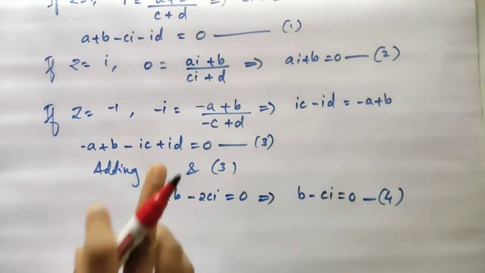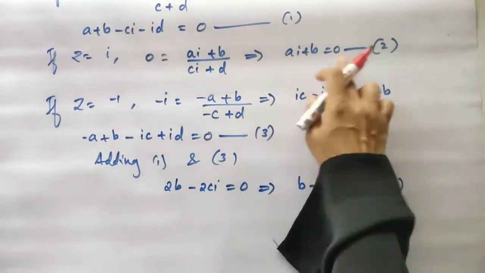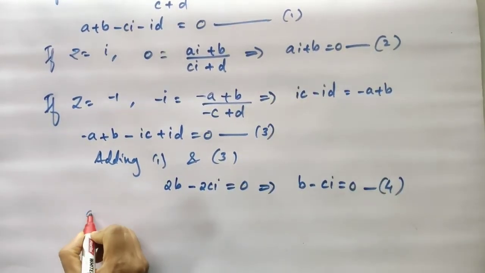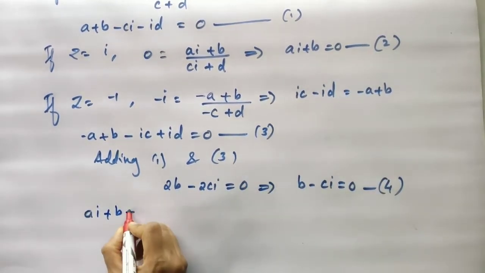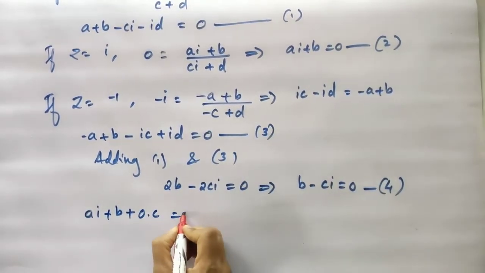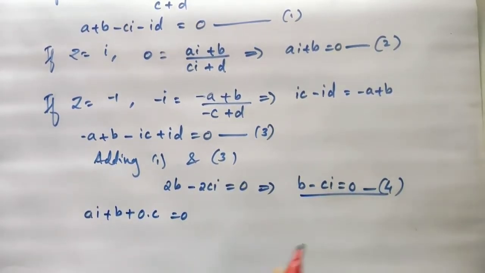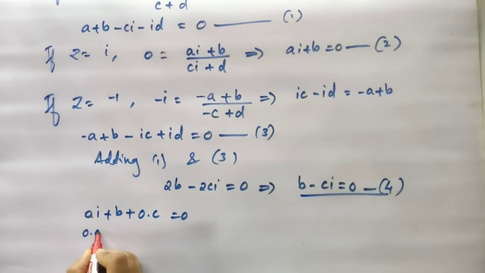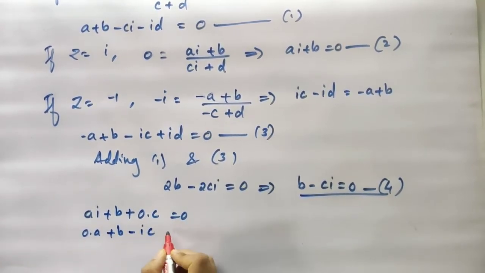Now equations 2 and 4 we can solve. If I want to write equation 2, how can I write it? I can write it as ai plus b, and since there is no c coefficient, I can write 0 into c is equal to 0. Now consider equation 4. Since a is absent there, I can write 0 into a plus b minus i into c is equal to 0.